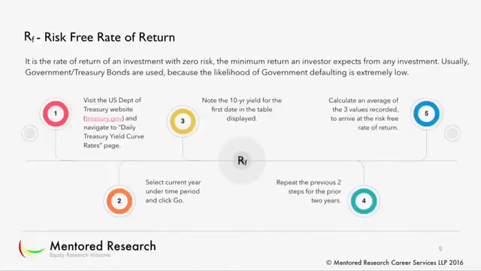First, visit the US Department of Treasury website, that is treasury.gov, and navigate to Daily Treasury Yield Curve Rates page. Or just Google US Treasury Bond Yield and visit the treasury.gov link on the search results page. Next, select the current year under time period and click on Go. Note the 10-year yield for the first date in the table displayed, which is usually among the first few days of January. Next, repeat the same for the prior 2 years by selecting them under time period and noting the 10-year yield for the first date. Now average these three recorded values and you get the RF.